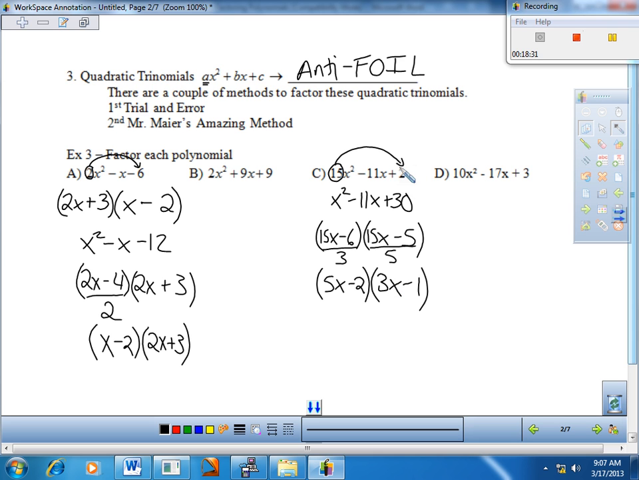If I FOILed this out, would I get the original, which was the whole point, of course? Absolutely. Cool. Again, it would be great for you to pause the video at this stage and just see if you can factor B. I think that one's a little easier. And then D, maybe a touch harder. And then come on back, just see if you got them right. Or if not, I'll go through my method. Again, I like trial and error. I would use trial and error, but I'm just trying to give you an alternative there.